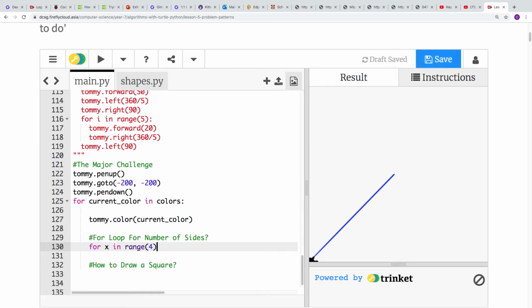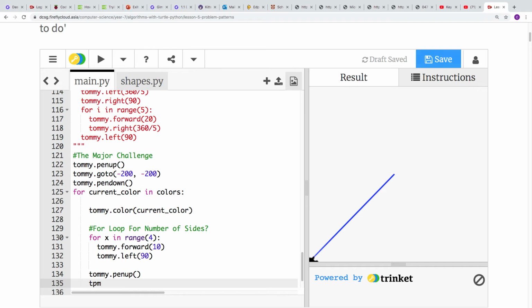Easy peasy. How do we draw a square? Tommy dot forward. Let's make it 10. And then what do we want? Tommy dot left 90. Okay, and then when he moves on to the next square, he's gone a little bit right and a little bit up without drawing. So how do we lift the pen? Tommy dot pen up. Tommy dot forward 10. Now, we may have to make it forwards. Right 10.